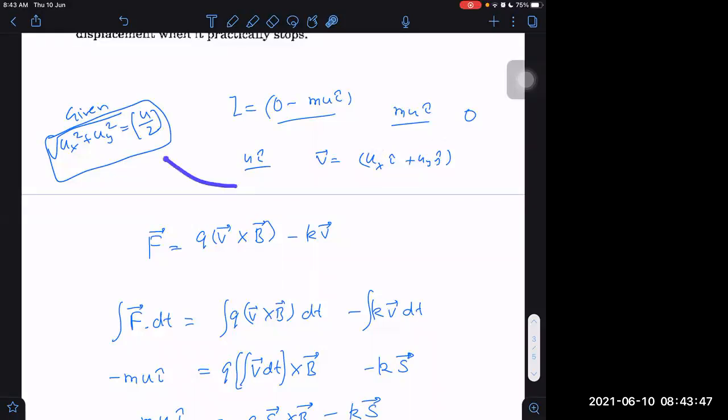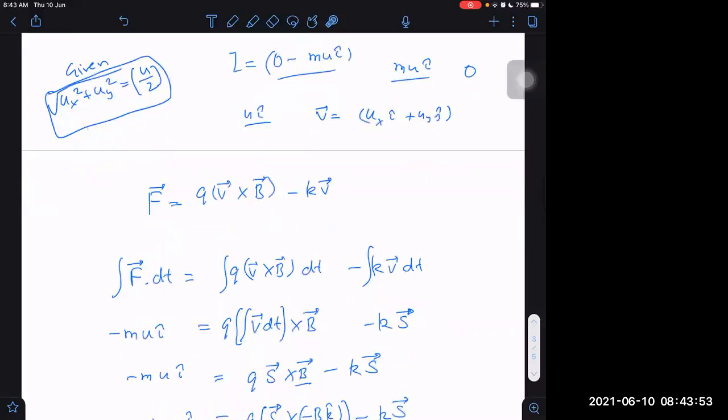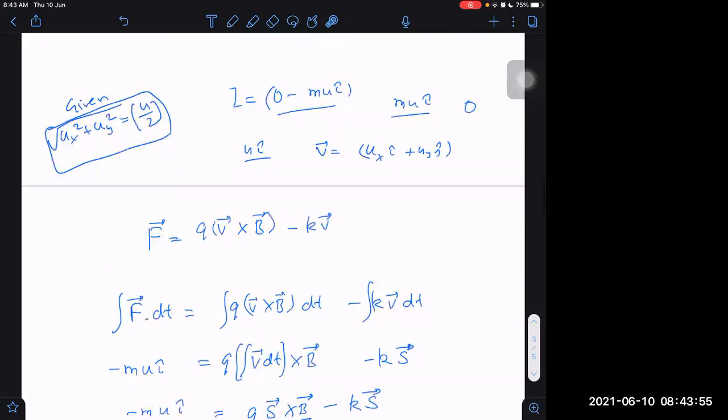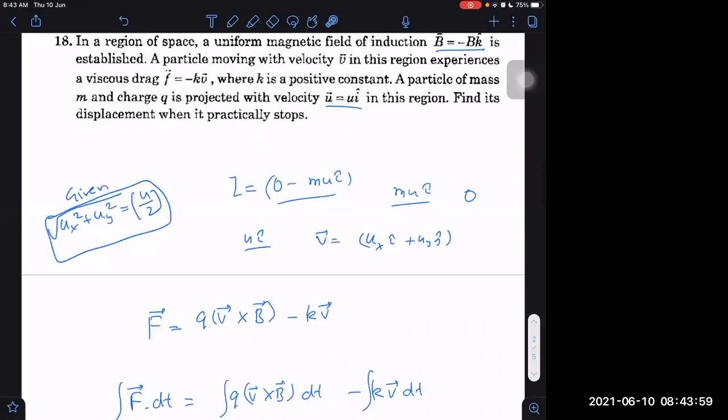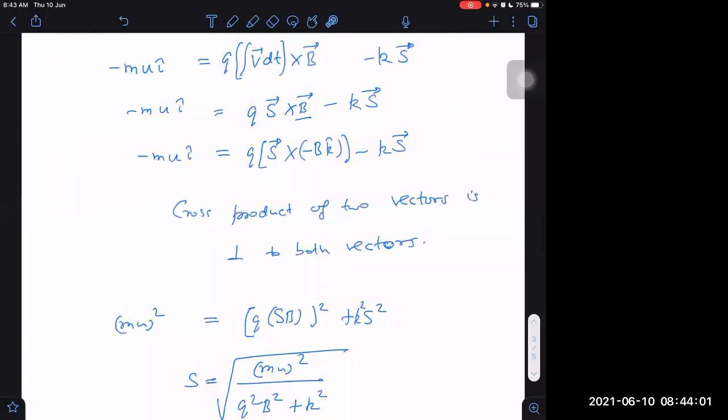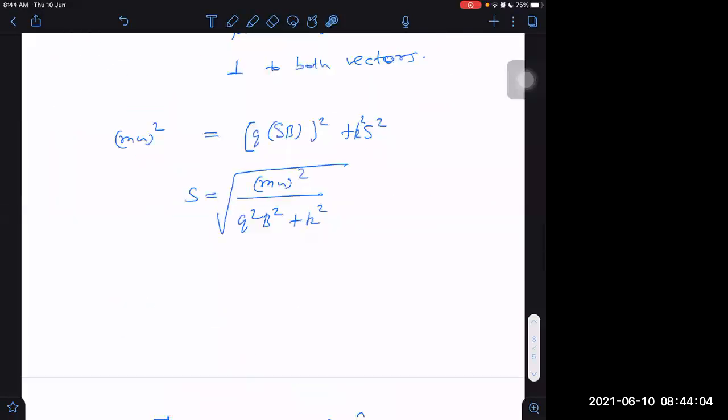One equation we have already obtained, which is this. Do I need one more equation now? I think I need one more equation. Or maybe if we solve, I think this may be sufficient.